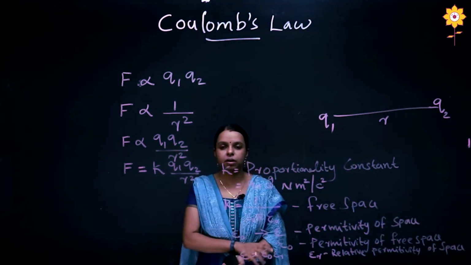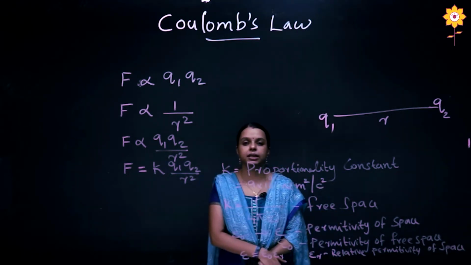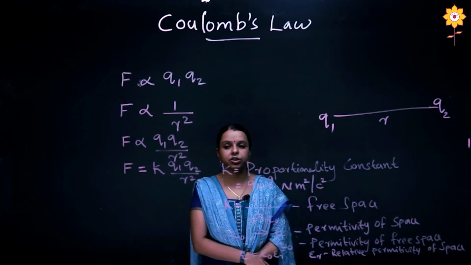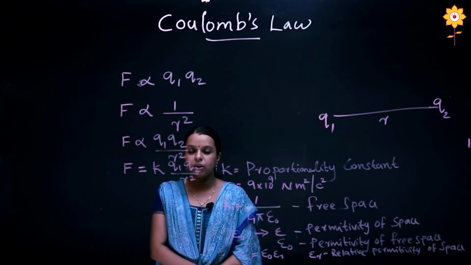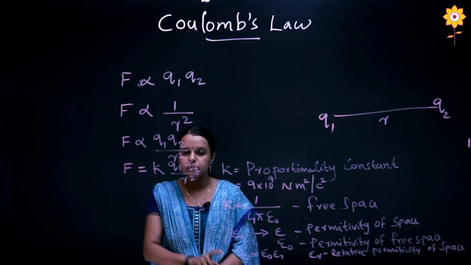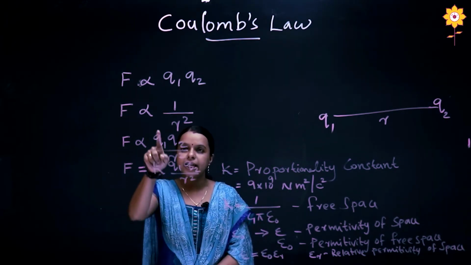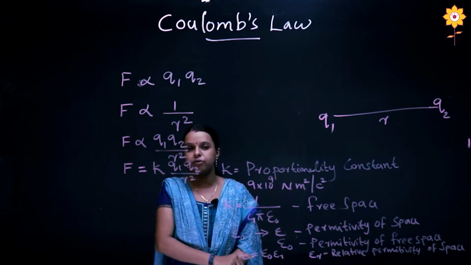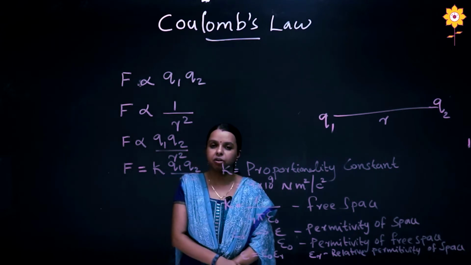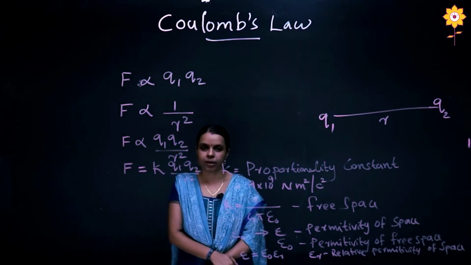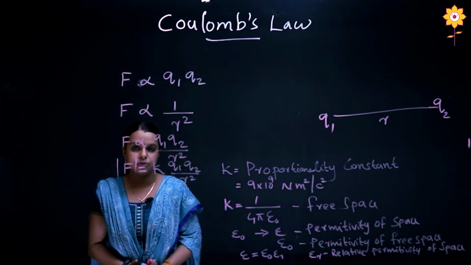So Coulomb's law states the relation between the electrostatic force and the charges. By definition, we can define Coulomb's law as: the electrostatic force between two charges Q1 and Q2 is directly proportional to the product of their charges, and it is inversely proportional to the square of the distance between them. Okay. Coulomb's law only gives the magnitude of force.